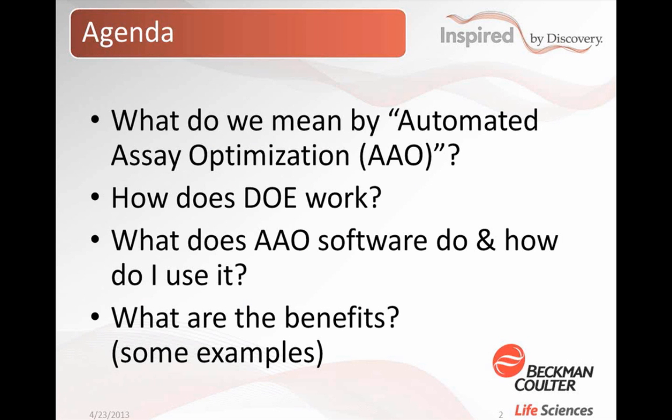Today, John will be speaking on our automated assay optimization, or AAO. His presentation will cover what we mean by the term AAO, a peek at how the mathematics works behind the scenes, Beckman Coulter's approach to AAO, and several practical examples with results illustrating the benefits of AAO and design of experiment. A short question and answer time will follow, though questions are welcome at any time. So with that, I will turn it over to John. Thank you for the introduction, Lindsay, and we'll get started.